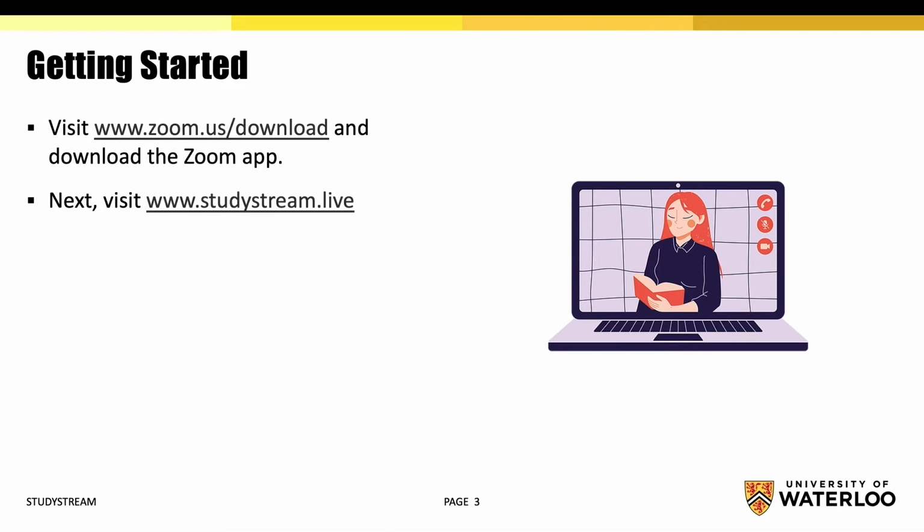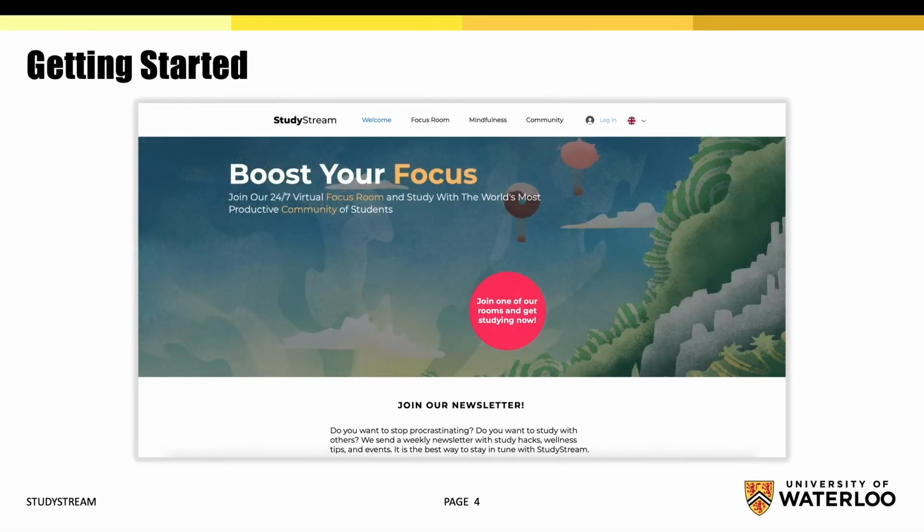To get started, you will first need to ensure that you have the Zoom app installed on your device. To install the Zoom app, visit zoom.us/download. The Zoom app is also available for download through the App Store or Google Play Store. Once this is completed, visit studystream.live. You will then be directed to the following webpage.